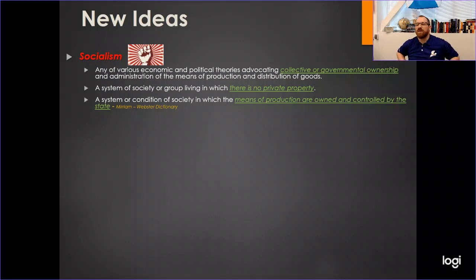Now, if you're looking at the definitions there, I pulled this off of Merriam-Webster's dictionary, mainly because that's considered a reliable source, although I can make arguments with some of the things here. But I do underline some major points. And that first point, collective or governmental ownership, meaning that if everybody's going to own everything, then society, as a collective, must own everything.